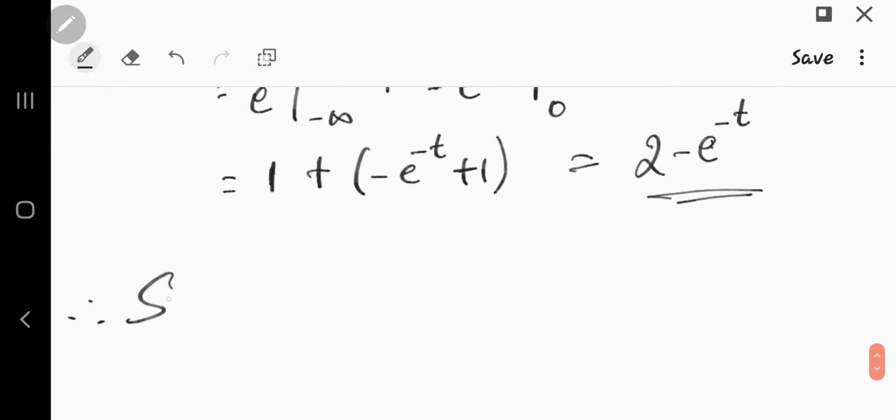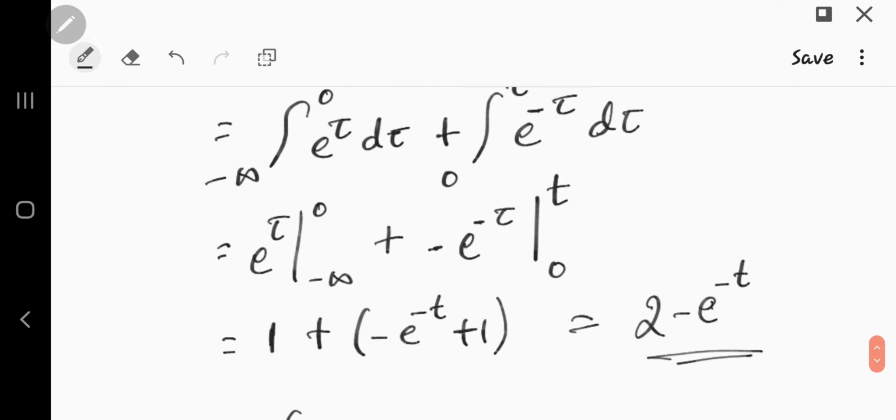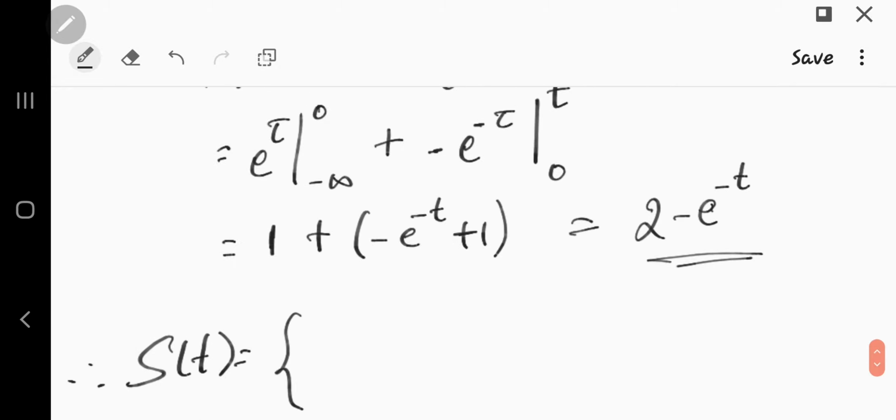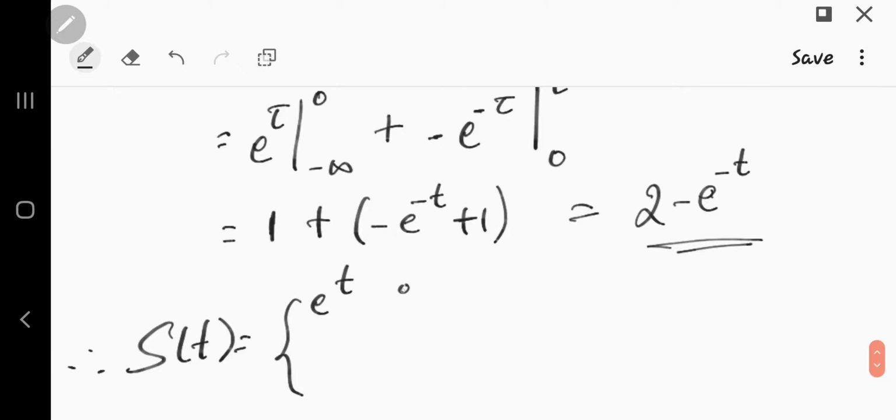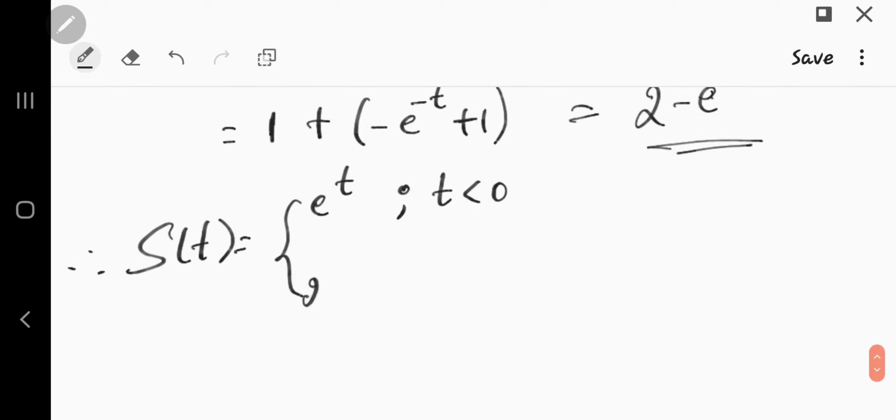So therefore, concluding this, s of t will be equal to e to the power of t for values of t less than 0, and 2 minus e to the power of minus t for values of t greater than or equal to 0. So this is the conclusion for this. Okay. And I hope you have understood this method.